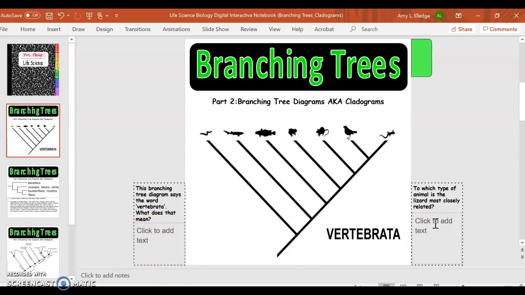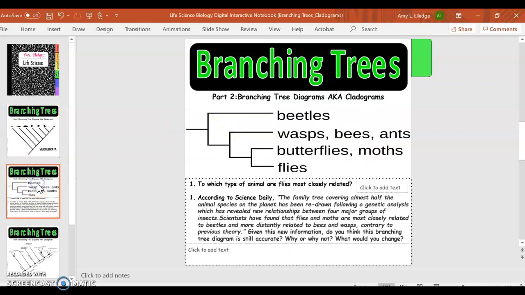Which type of animal is the lizard most closely related to? So your lizard is all the way up here. So what you're looking for is where his line comes together with another organism's line, the most recent in time. So the bottom, this is the common ancestor to all these organisms, all right? This is way far back in time. And here at the top is like recent time. So you got to figure out who's most closely related.